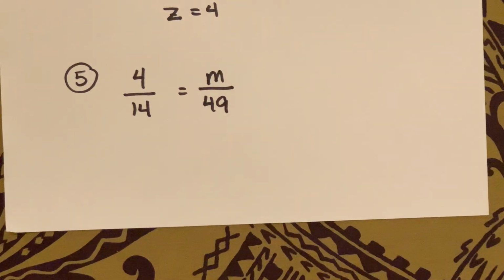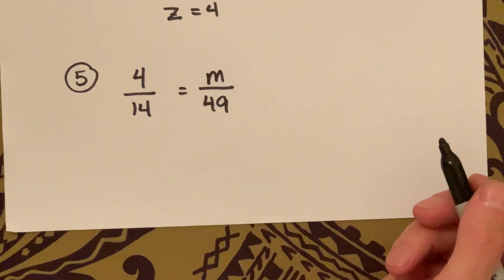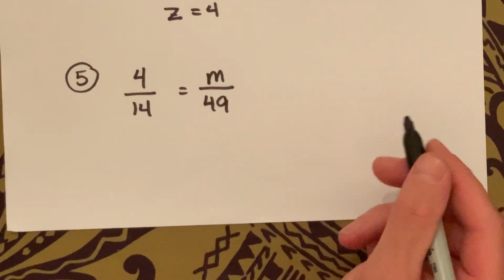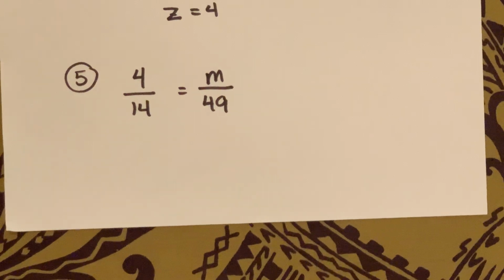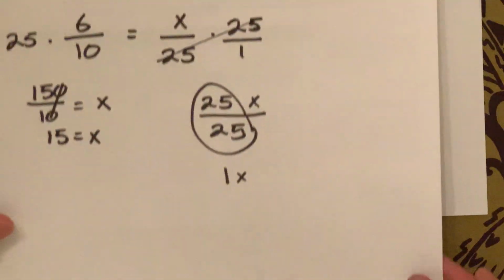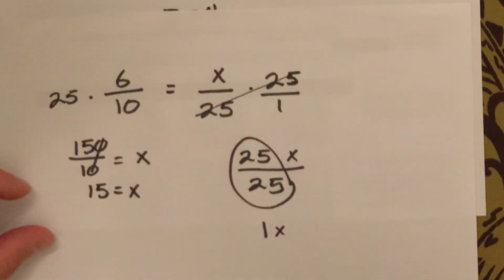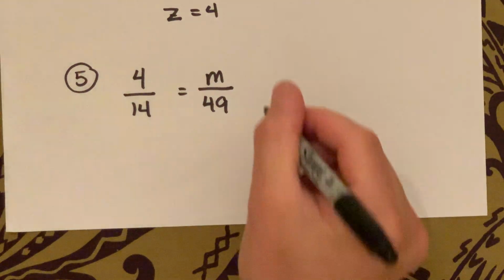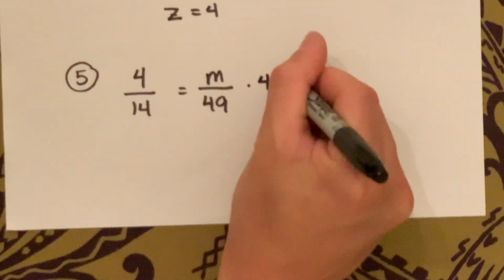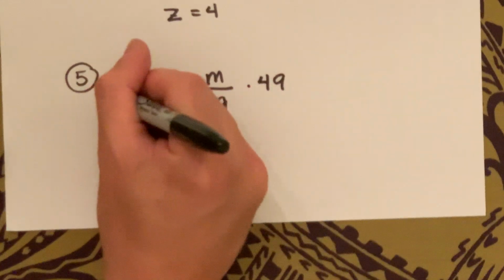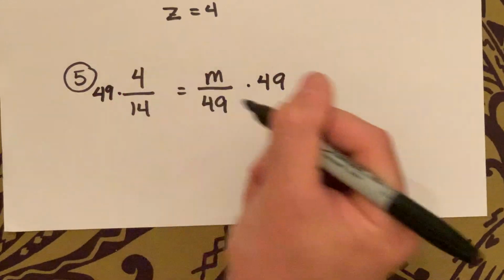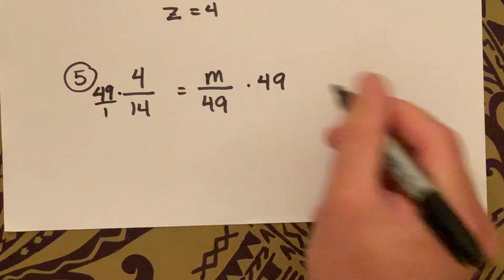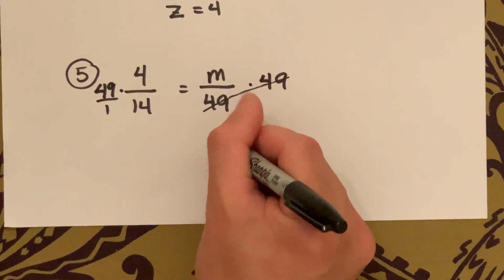Now, facing the same kind of struggle here, I'm going to have to get rid of this 49. Going back to that same strategy we looked at before, if you multiply each side by whatever your denominator is, here I did by 25, so I'm going to multiply it by 49, and I'll multiply this side by 49 as well. Remember, it's 49 over 1. So these two are going to end up canceling out, and I'm going to end up with m.